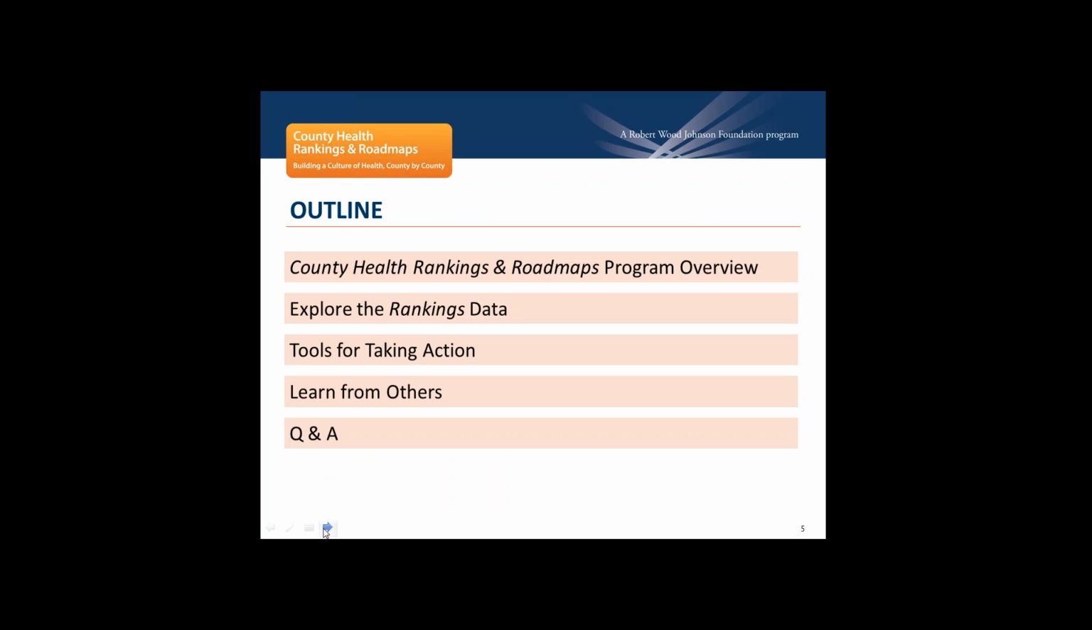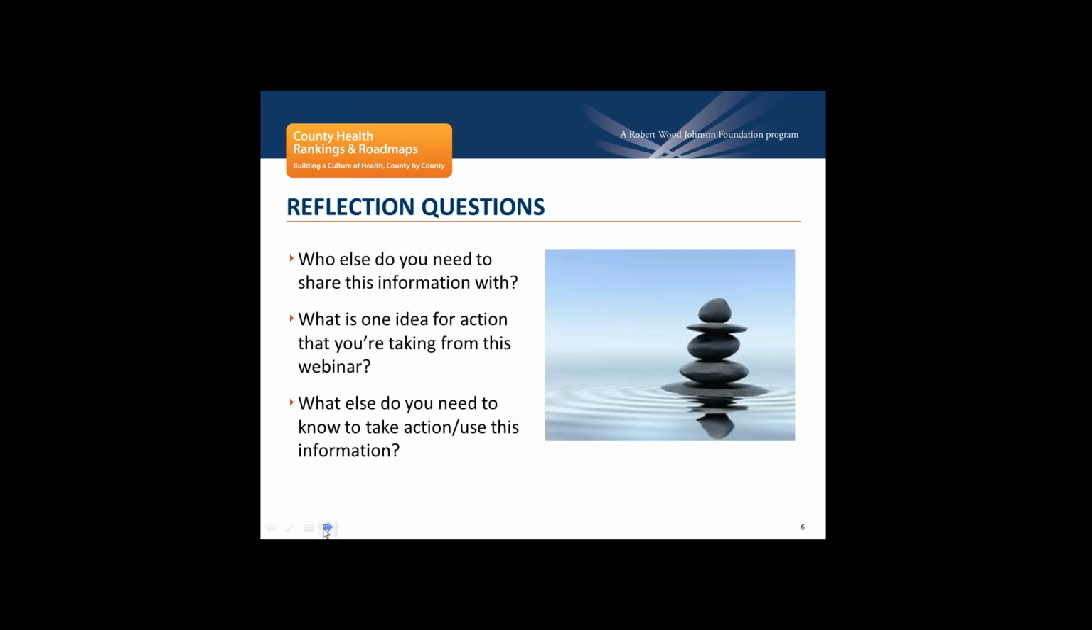So here's a look at what we're going to talk about today. We'll start with an overview of the County Health Rankings and Roadmaps program. Then we'll demonstrate how you can use our site to explore the rankings data. We'll also talk about tools for taking action and take a look at how the Roadmaps Action Center can help you move forward with action and how you can learn from others. Throughout the webinar, we'll head over to countyhealthrankings.org to see how the site functions, so you'll walk away from today's webinar confident in navigating the site.